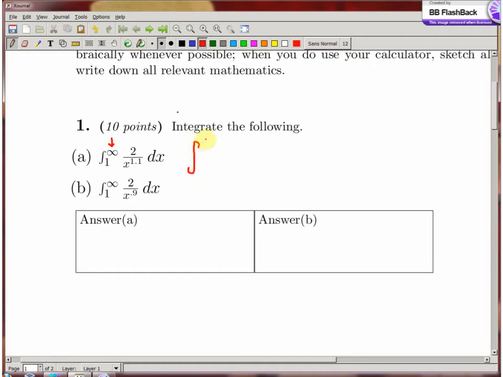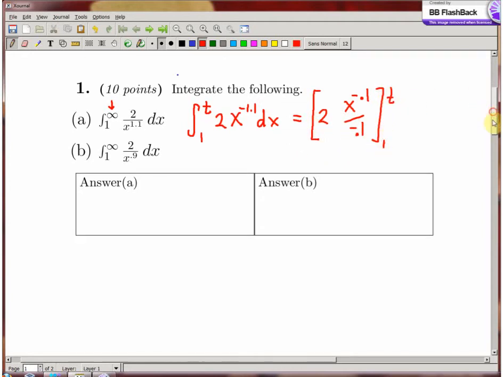So let me remind you. You replace infinity with a letter, like I like to use t. And let's just change this. This is the same thing as 2 times x to the minus 1.1 dx. Okay. So just take the antiderivative as you normally would. It's just the add 1 rule, right? So 2 times, what happens when you add 1 here? You get x to the minus 0.1, and you have minus 0.1 here on the bottom also. And the limits go from 1 to t.